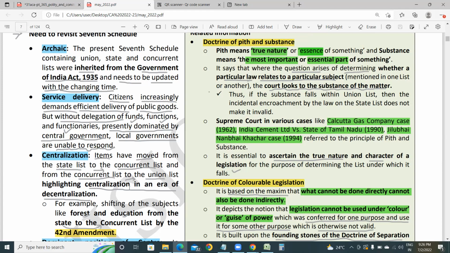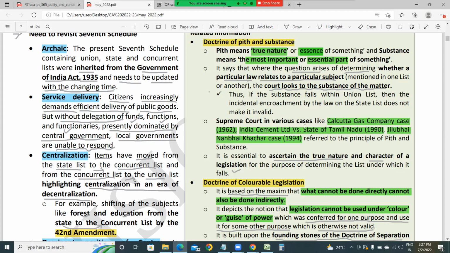Thus, if the substance falls within the union list, then the incidental encroachment by the law on the state list does not make it invalid. That means if the Union or the Parliament has made a law on a subject which comes under the state list, but while determining whether it comes under the union list or state list, the court will look at the substance of the matter, and if that substance falls within the union list, it may not invalidate the law.